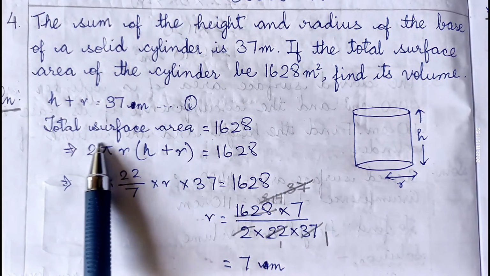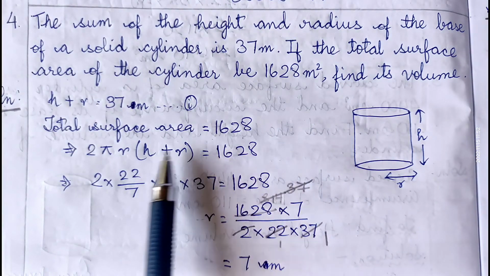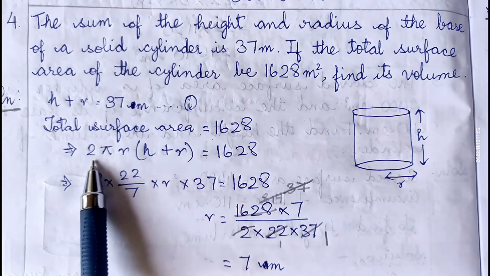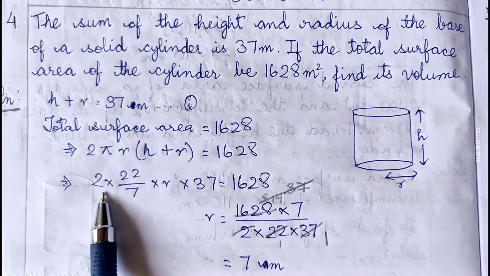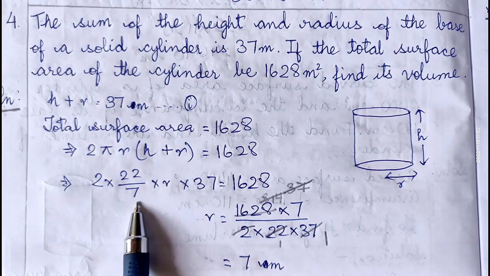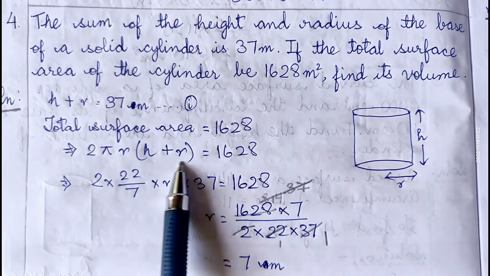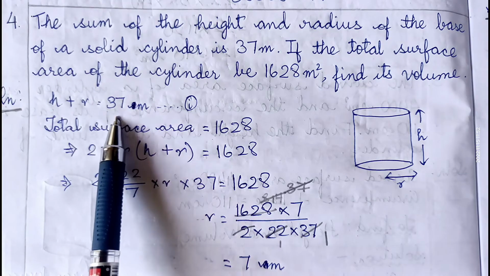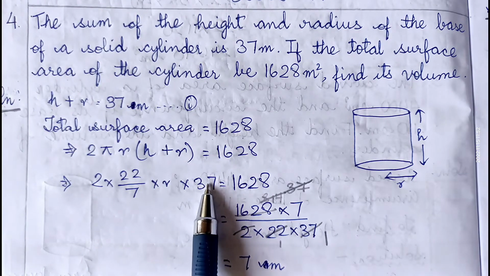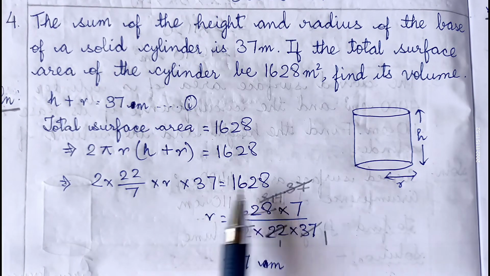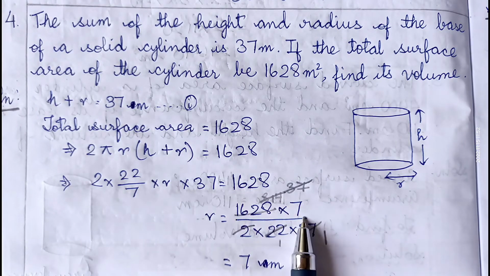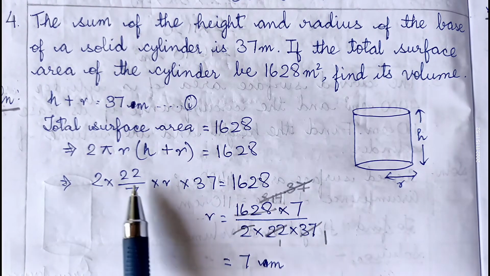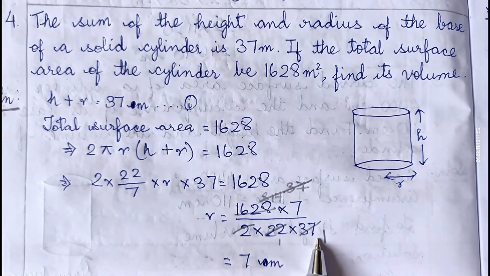So here we can write total surface area is 1628. Total surface area formula is 2 pi r into (h plus r) equals to 1628. 2 pi is 22 by 7 into r. h plus r, as given in the question, is 37, so we can write directly 37 equals to 1628. So r equals to 1628, this 7 will come in the numerator, 2, 22 and 37 will come in the denominator.